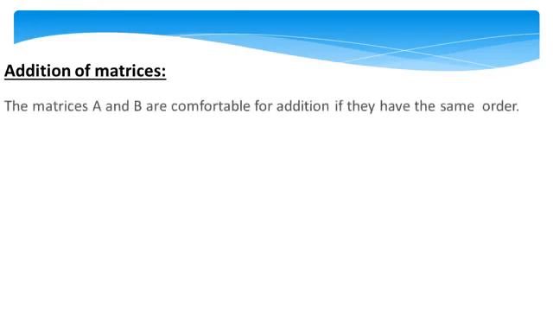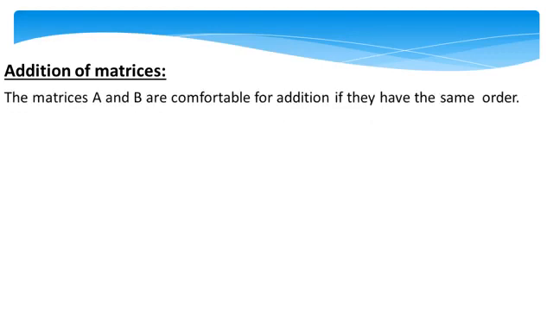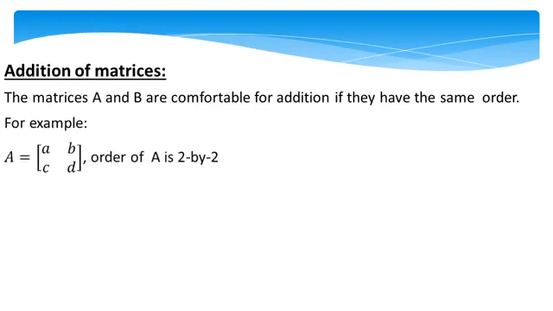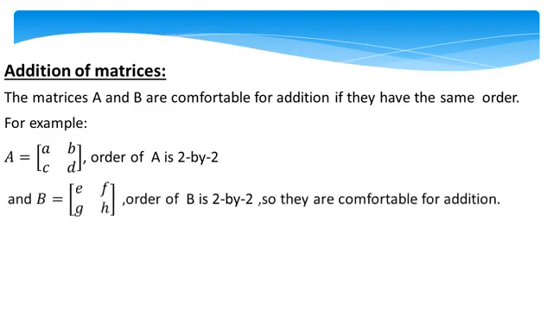Addition of matrices. The definition of addition of matrices is: the matrices A and B are comfortable for addition if they have the same order. For example, A is equal to the matrix A, B, C, D, and the order of this matrix is 2 by 2, and the second matrix is called B, and the elements are E, F, G, H. The order of B matrix is also 2 by 2, so they are comfortable for addition.